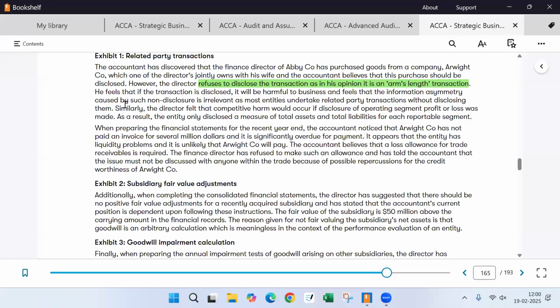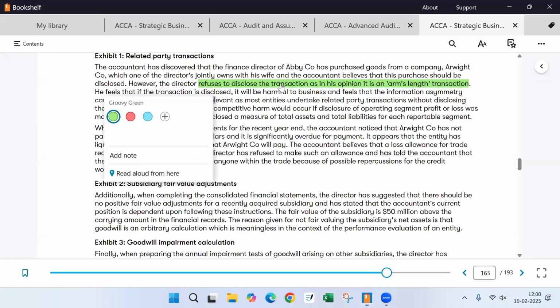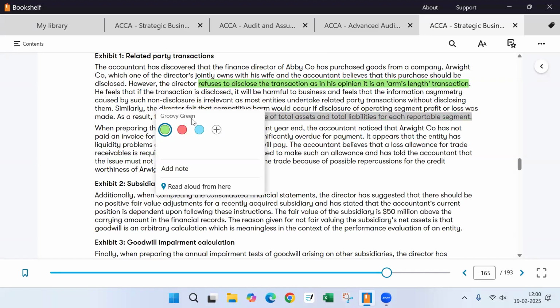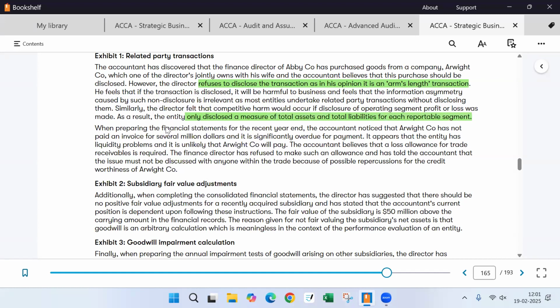it will be harmful for the business and feels that the information asymmetry caused by such non-disclosure is irrelevant. It is irrelevant, as most of the entities undertake related party transactions without disclosing them. Similarly, the director felt that competitive harm would occur if disclosure of operating profit or loss was made. As a result, an entity only disclosed a measure of total assets and liabilities for each reportable segment.